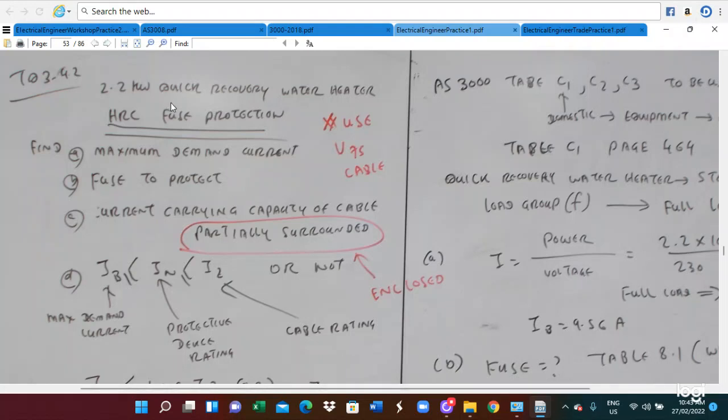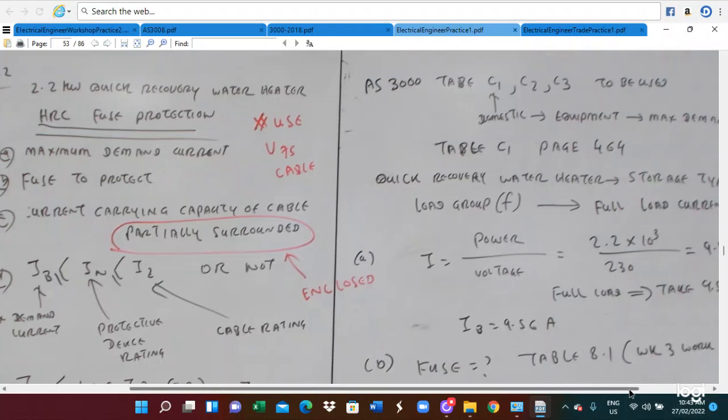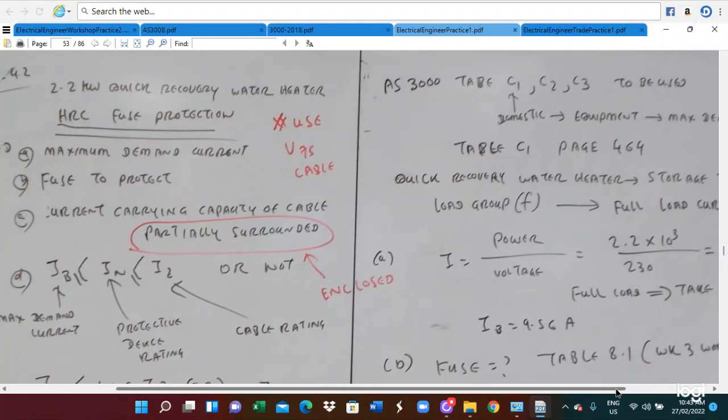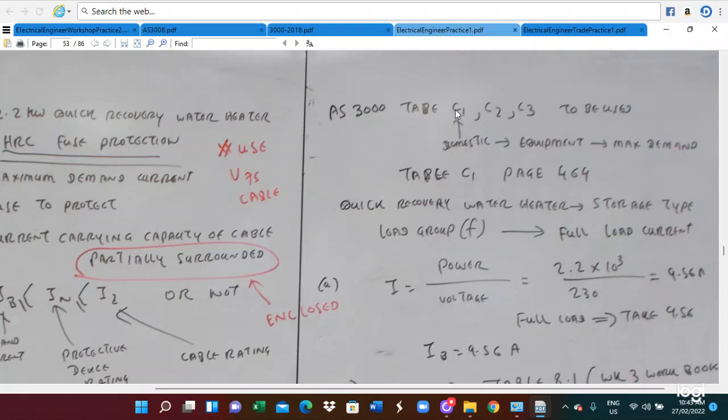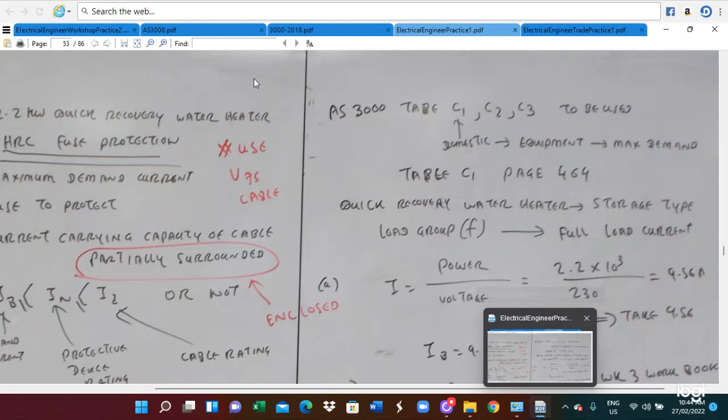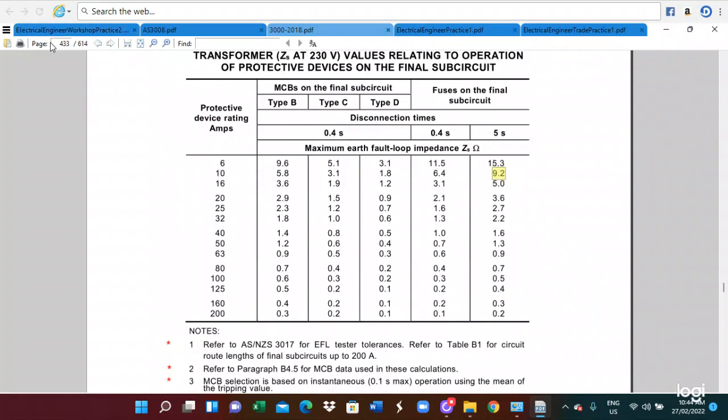In this case, firstly, we have to find the 2.2 kilowatt quick recovery heater, so we had to find the maximum demand current. For maximum demand current, we utilize Table C1, C2, or C3 of the AS3000. In this case, domestic means that we have to utilize Table C1. Table C1, quick recovery heater. So for Table C1, we look at page 464 of the AS3000. Quick recovery heater, and we find out that we see 400.